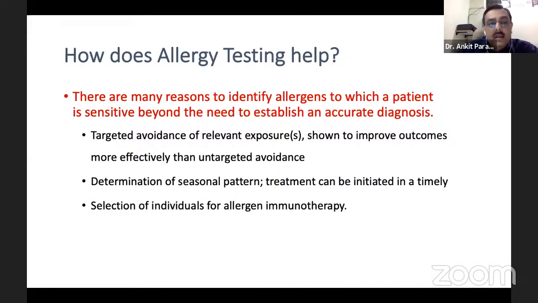Well, the reasons are that a targeted avoidance of relevant exposure improves outcome, and it is more effective than untargeted avoidance. If you know what the patient is sensitized to, especially with the seasonal component, then you can help them initiate prophylactic treatment and avoidance in a timely manner, and you will have a small subset of patients who would warrant immunotherapy. And unless we know the allergen sensitization, how can we offer them immunotherapy?